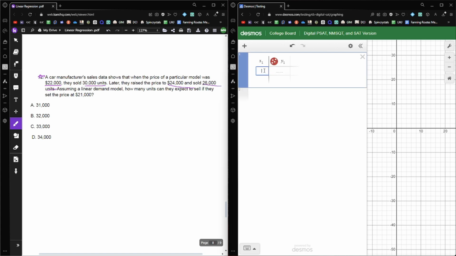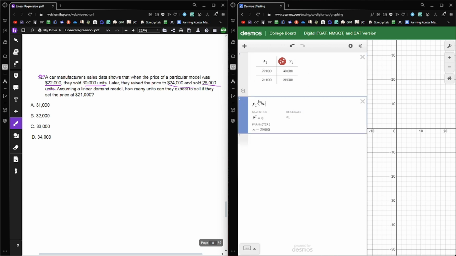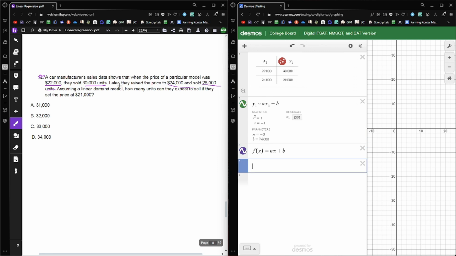So let's put this in a table. $22,000 and 30,000 units, and then $24,000 and 26,000 units. Now let's do our regression. y1 tilde mx1 plus b, and then f of x is equal to mx plus b, and they're asking for $21,000, so we're going to do f of 21,000. And we can see our answer would be 32,000, so they would sell 32,000 units, which is B.